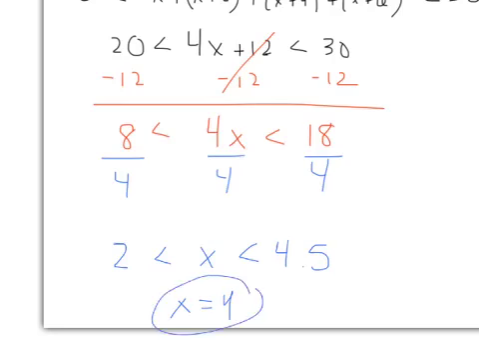So what are my 4 integers? 4, 6, 8, 10. And if you add them up, you will get a number that is between 20 and 30. It happens to be 28. Okay? So those are your 4 even integers whose sum is between 20 and 30.